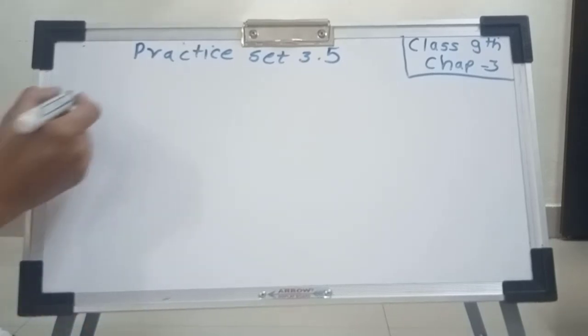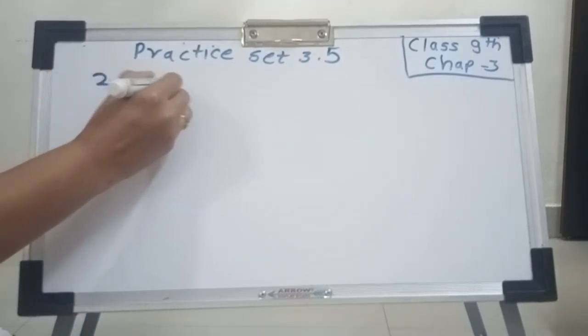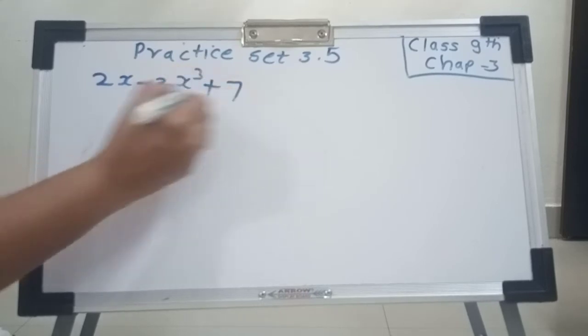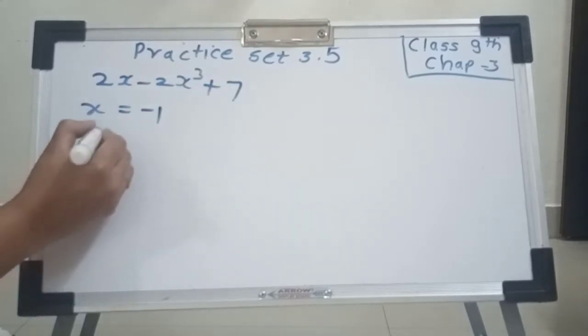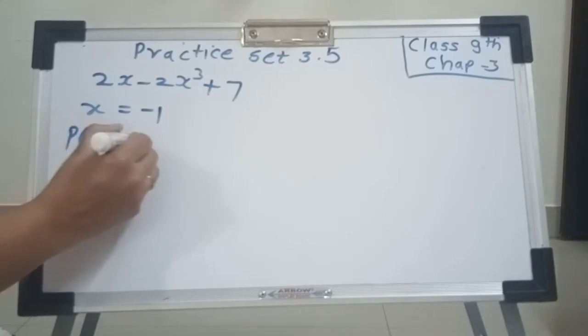Now find the value of 2x minus 2x cube plus 7 when x is equal to minus 1. Now put the value of x equal to minus 1.